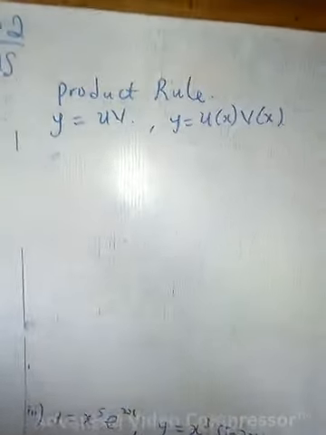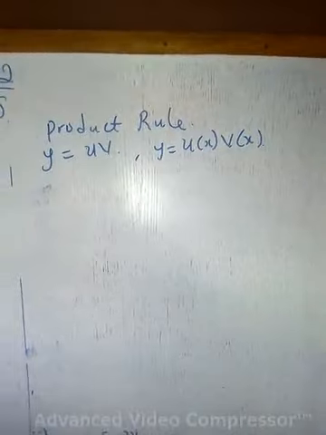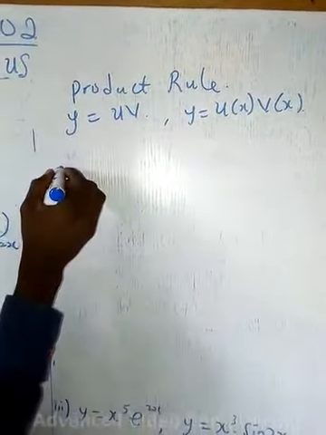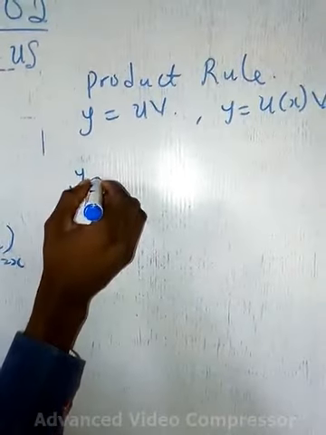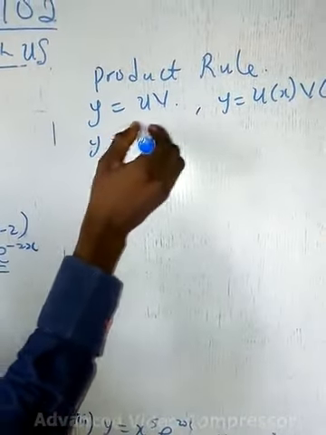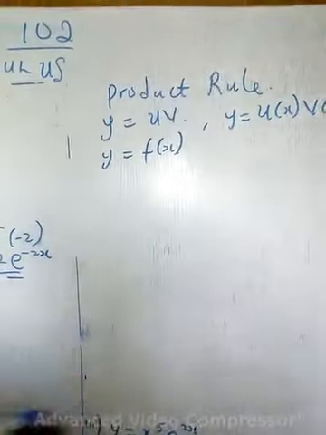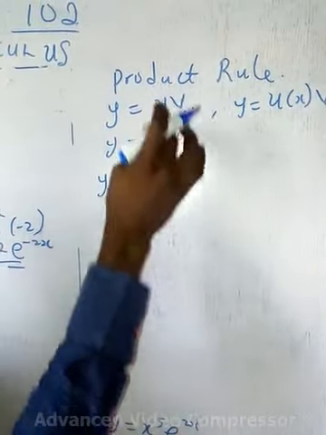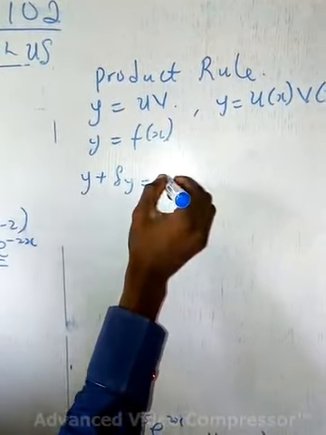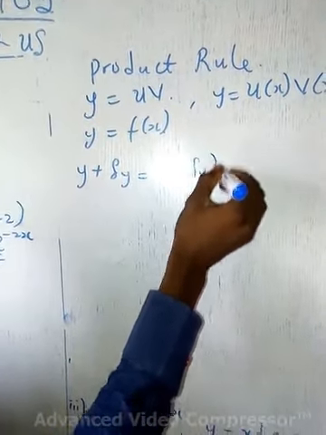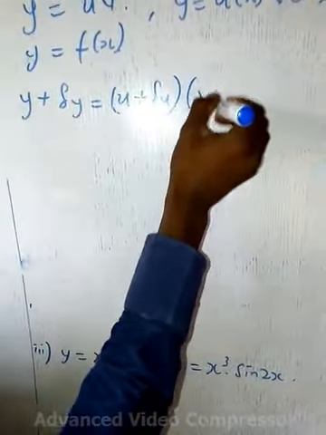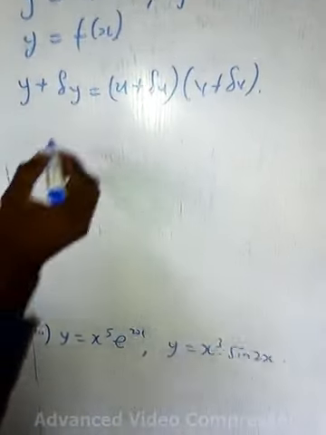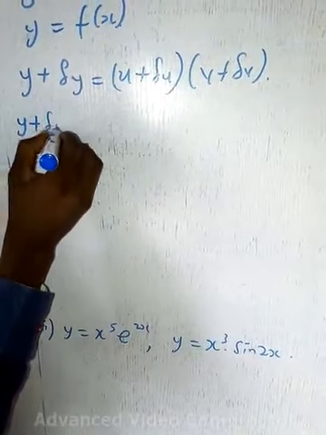So how do we derive this product rule? I will derive the product rule for you now, using the first principle. We know that y was given to be f of x from our first principle. And y plus increment in y is equal to, each of these will be increased, that is u plus increment in u and v plus increment in v. That's what happens.